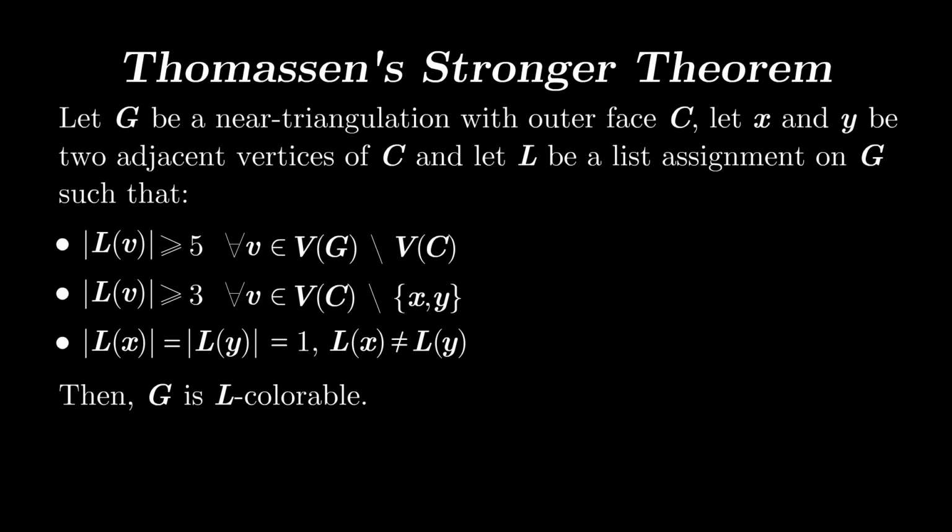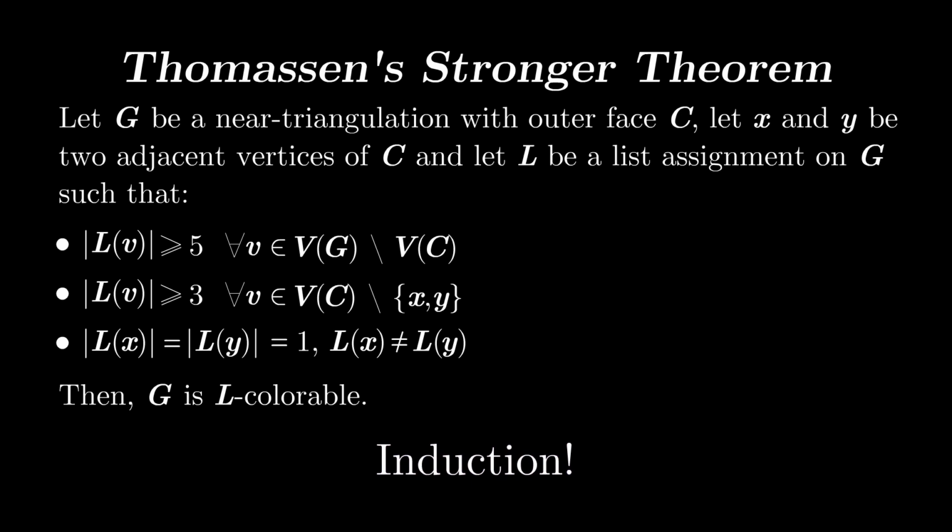So the thing is that we allow list assignments with shorter lists on the vertices of the outer face. But why? Shouldn't this be harder to prove? The answer is no. This stronger fact is easier to prove. Why? Because we are going to use induction to prove this, and therefore we benefit from a stronger induction hypothesis. So without further ado, let's prove this theorem.